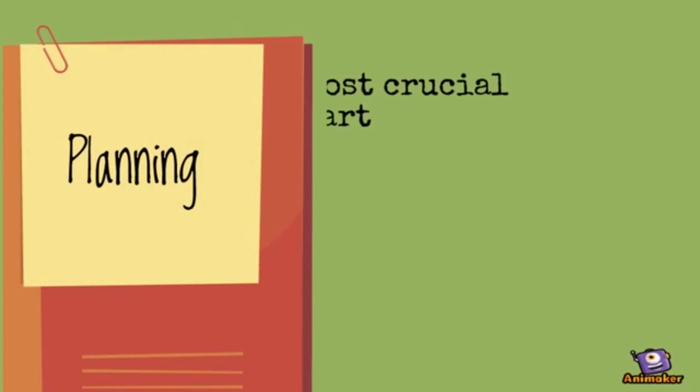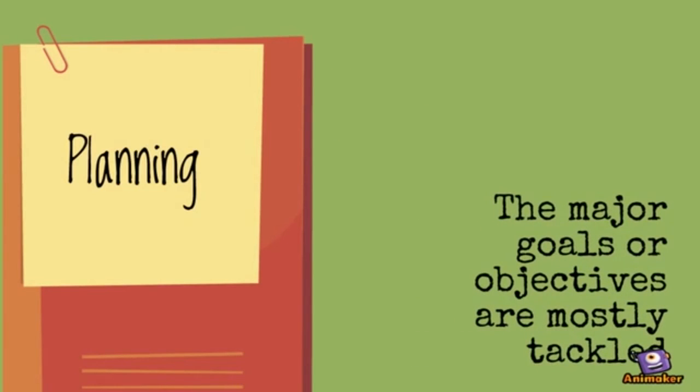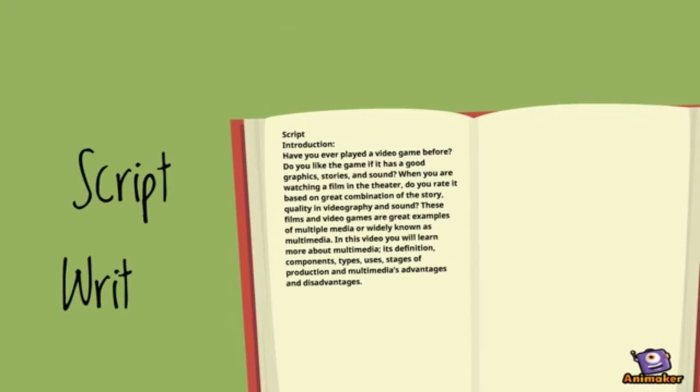Planning is the most crucial part of multimedia process, since it is mainly about molding the idea of what you want to do in your presentation. The major goals or objectives of the production are mostly tackled at this stage so that you will not go off track. The second stage is script writing.